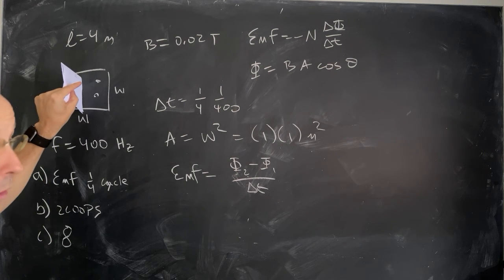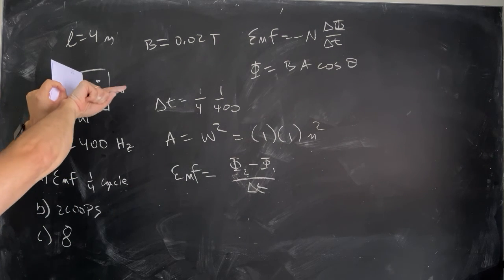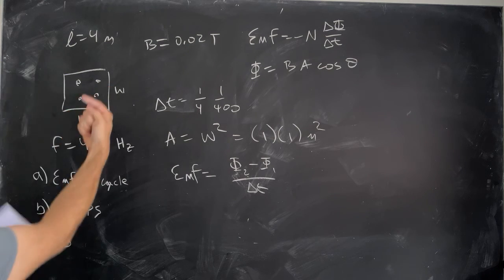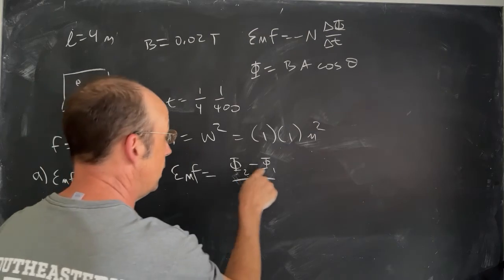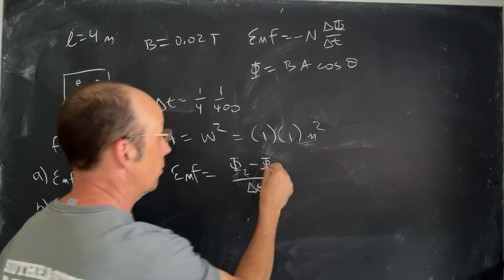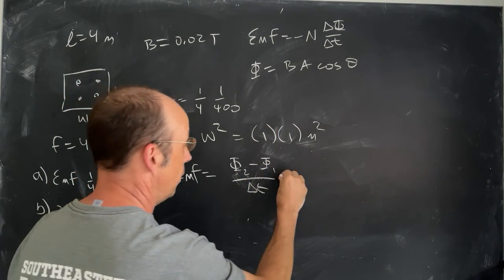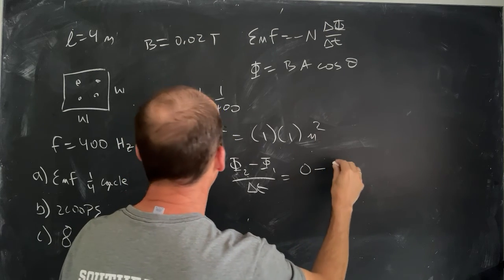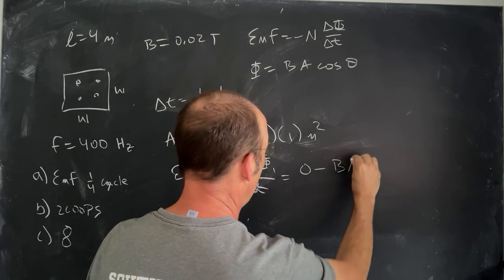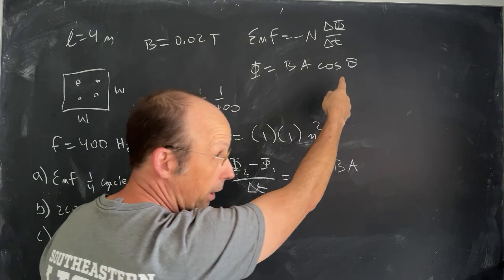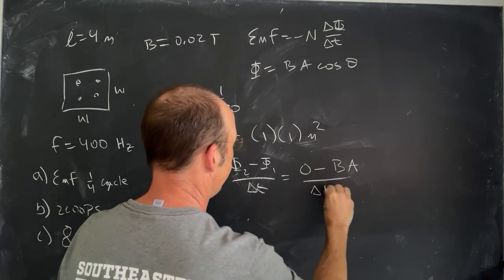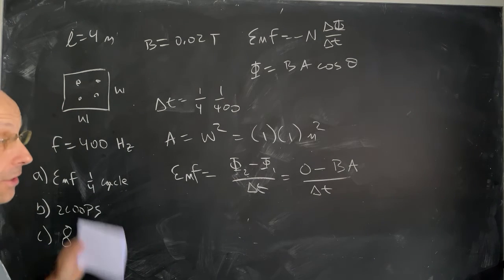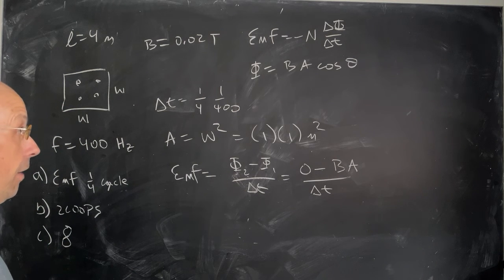When I rotate a quarter of a turn like that, now my area is that way, but the magnetic field is still this way. The angle between those is 90 degrees. So this goes to 0 because cosine of 90 is 0. So I have 0 minus the magnetic field times the area times cosine of 0, which is 1, over delta t. And again, I don't care about the sign. So that will be my average EMF.